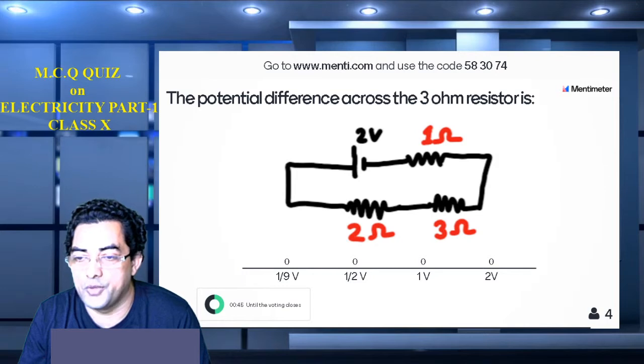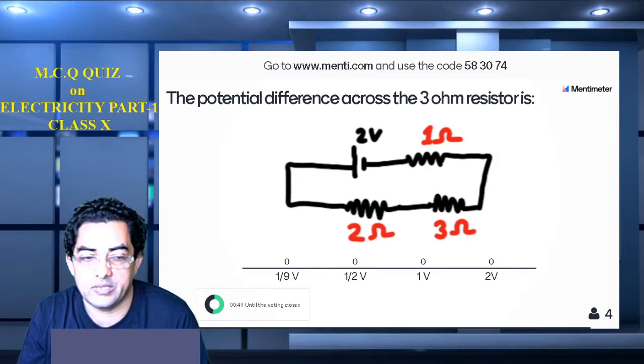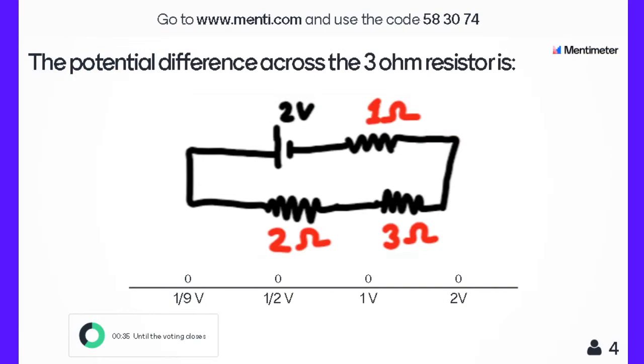Okay, so almost 50% of the time is up. 45 seconds is up, last 45 seconds left. 4 of you gave the answer. You have to find out the potential difference across the 3 ohm resistor, the value of V. So for that you should know how much current I is passing through the 3 ohms, right?